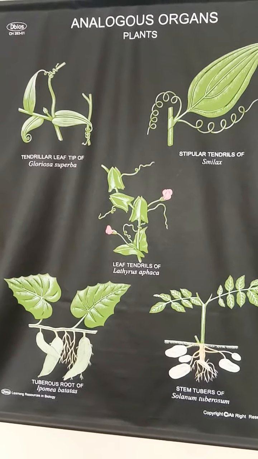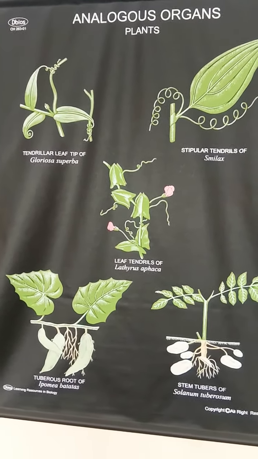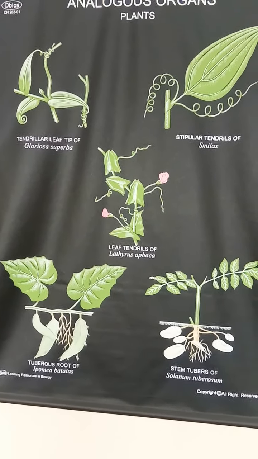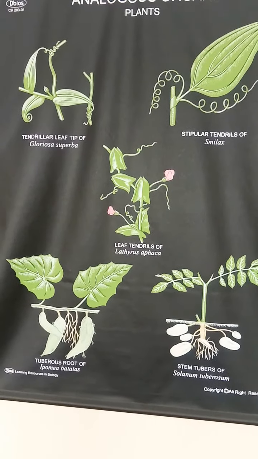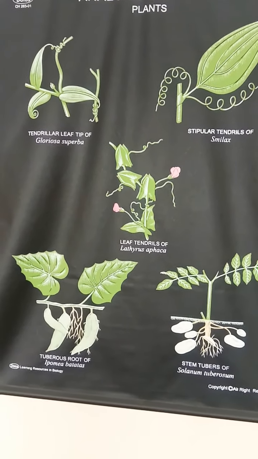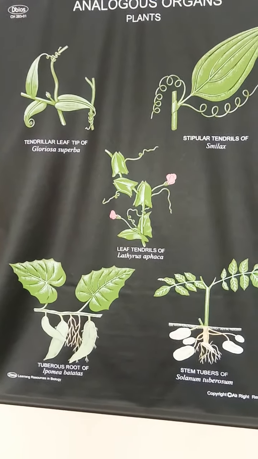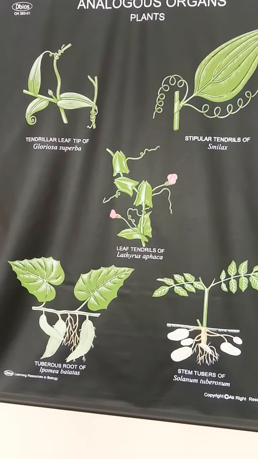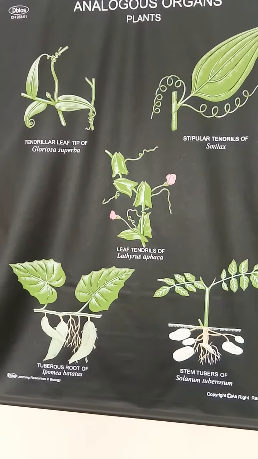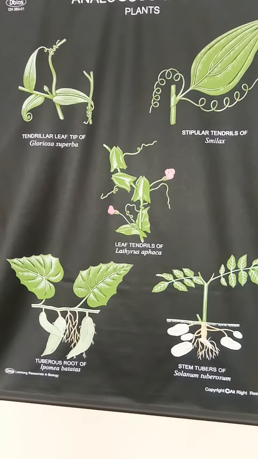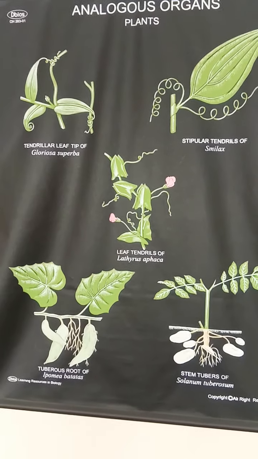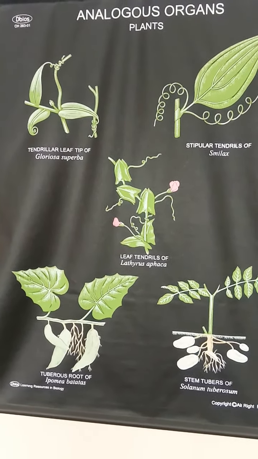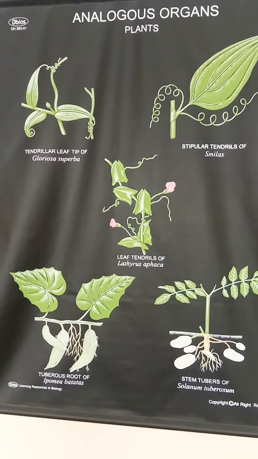See in the first diagram, leaf is acting as an organ for support. In second, stipules are acting as a tendril. In third, leaf tendril. In fourth, you can see tuberous root, that is modified root, and in fifth diagram, stem is modified into tubers. So this sweet potato is root modification and the potato is stem modification.